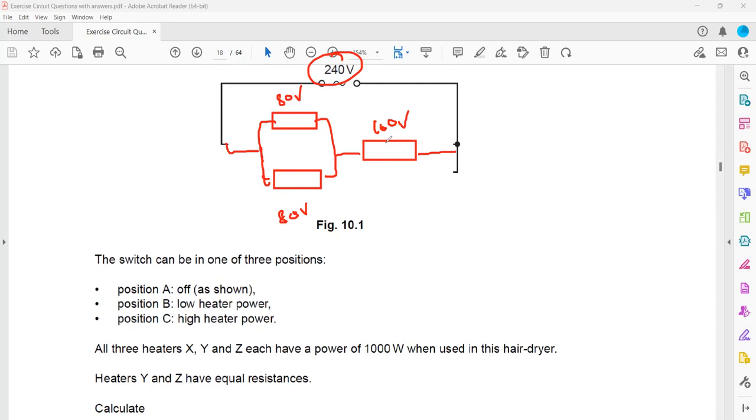If all are in series, the voltage will divide. If all are parallel, the voltage will be the same. But if one combination is in parallel and the next is in series, the parallel ones will have the same voltage and the series one will have the remaining voltage. And the total sum, when we add 80 plus 80 plus 160, will be 240.